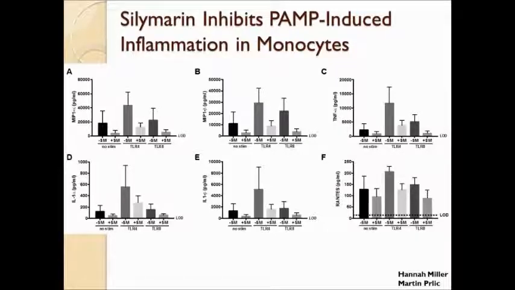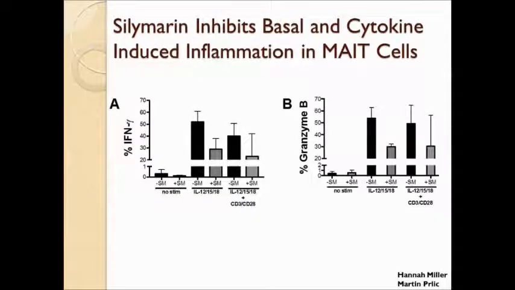TLR8, which is stimulated by single-stranded RNA, induction of pro-inflammatory cytokines was also inhibited by silymarin. So the previous slide and this slide say that silymarin can block inflammation induced by pathogen-associated molecular patterns. So we also did a little bit more work with Martin Prilich's lab, who is one of the main labs in the world studying these mucosal-associated invariant T cells.